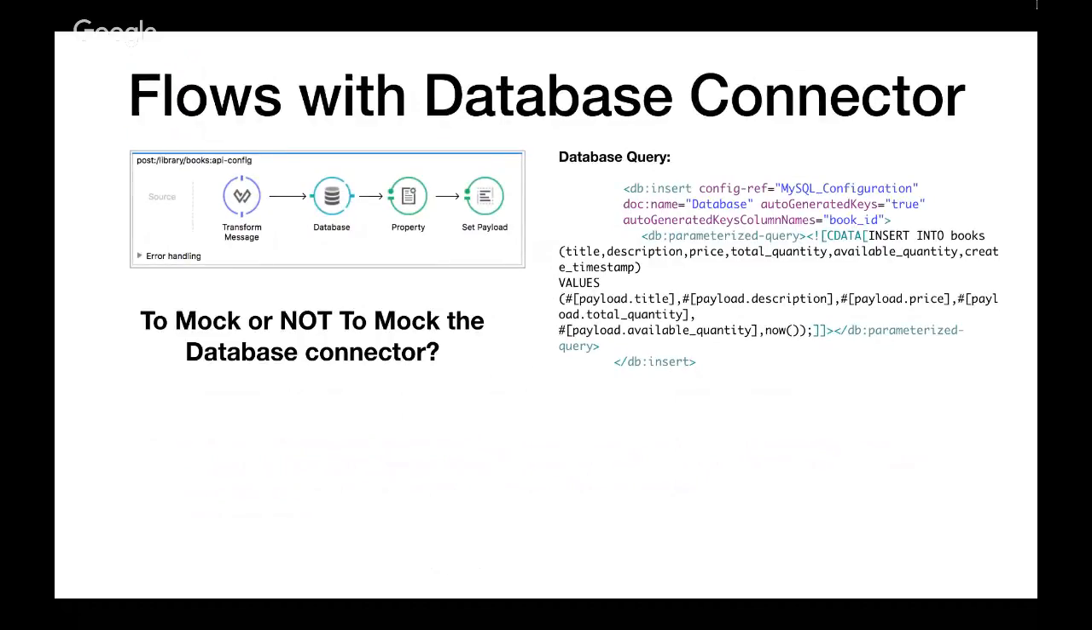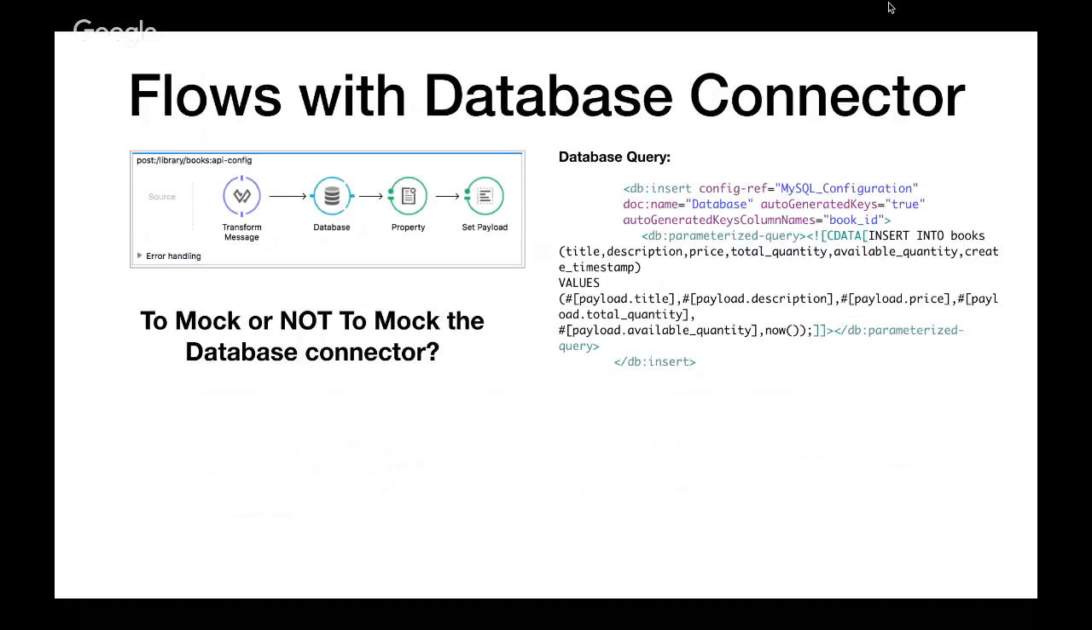Specifically for this one, since we are going to talk about flows with a database connector, for this demo, when we get to it, I'll show you a library API which allows you to get the list of books from a library database, and also post a new book to the collection. For this particular slide, we have a POST API method which accepts a JSON file, and then it has a database connector which is going to insert that new book into a database. On the right side, you can see an insert query which inserts into book and gets some parameters from your payload like title, description, price, total quantity, and available quantity.